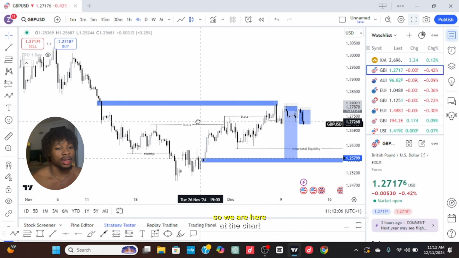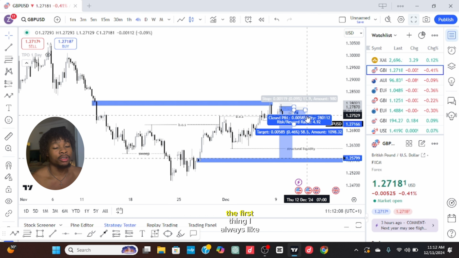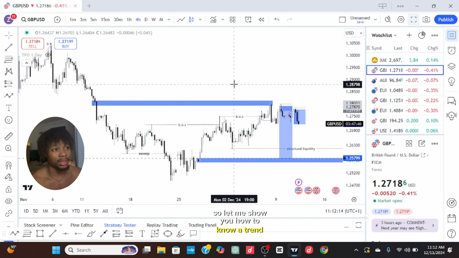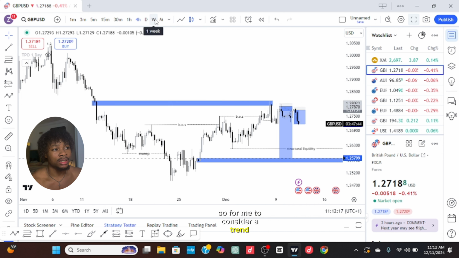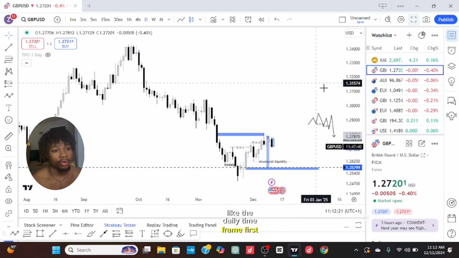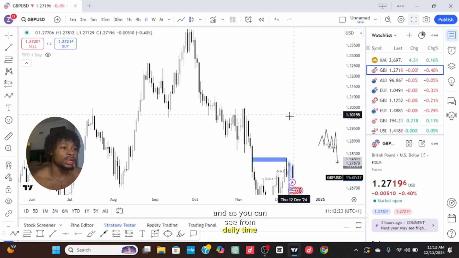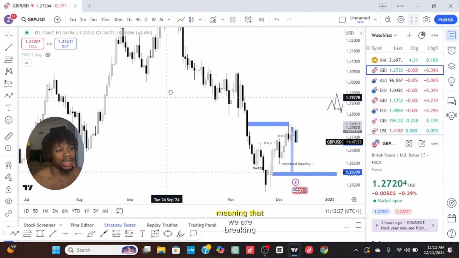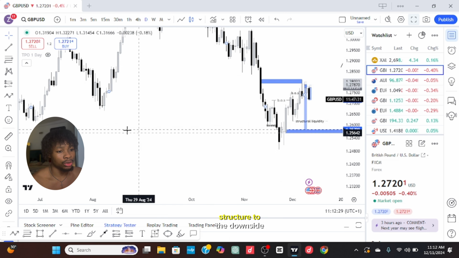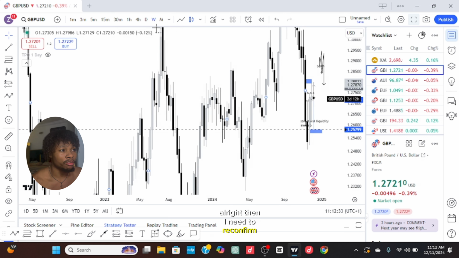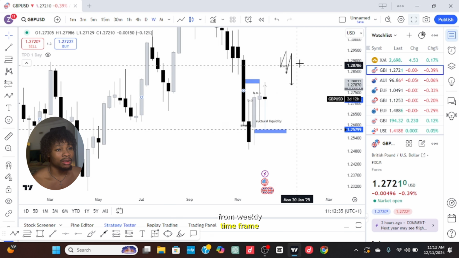So we are here at the chart. The first thing I always like to look for is the trend. So let me show you how to know a trend. For me to consider a trend, I need to go to the bigger time frame, like the daily time frame first. And as you can see from daily time frame, market is obviously bearish, meaning that we are breaking structure to the downside. All right, then I need to reconfirm from weekly time frame.